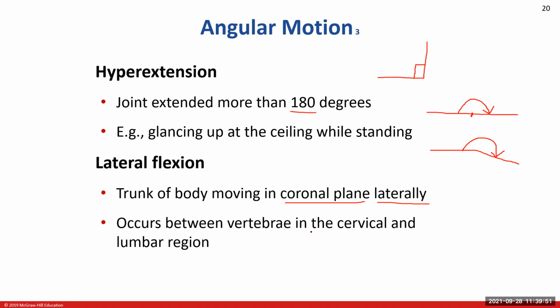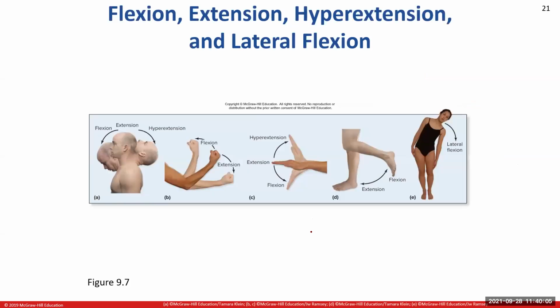Or if I say, stand straight up, put your hands to your side. Now what I want you to do is just slide your right hand down your leg as close to the knee as possible. And as you start to lean to the side there towards the right, you are undergoing right lateral flexion.